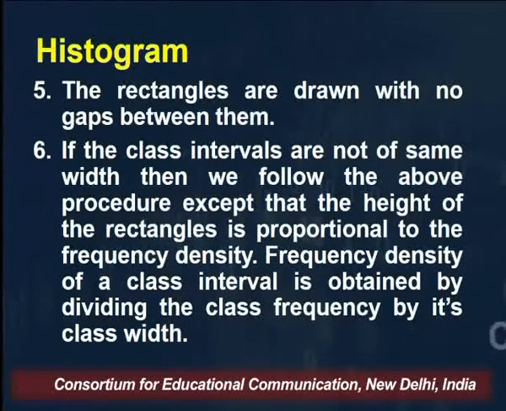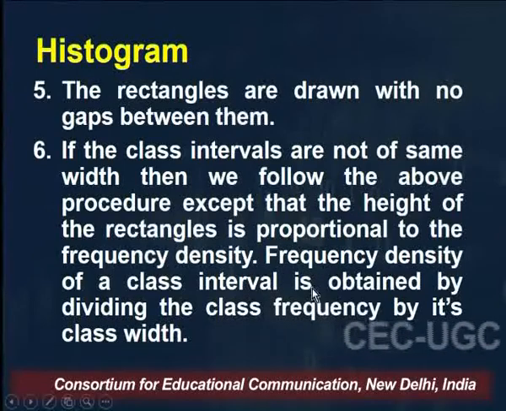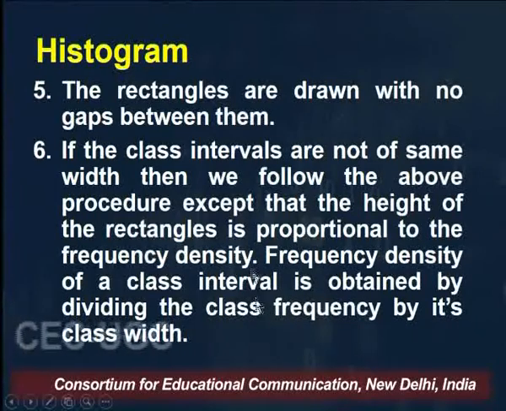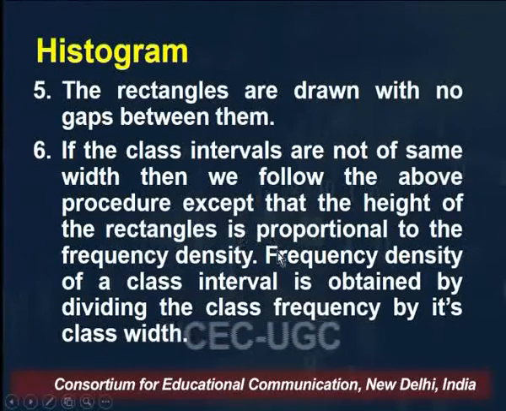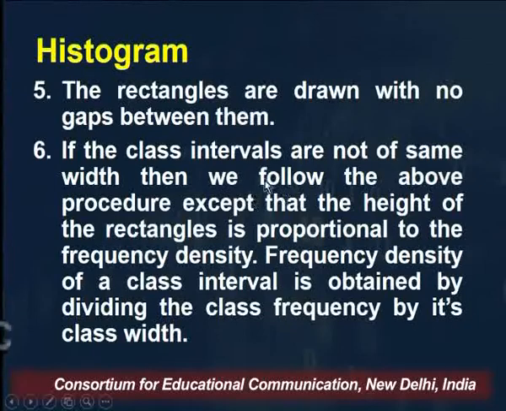What happens when the class intervals are not of the same width? Then we follow the entire above procedure, except that we will now plot the height of the rectangles proportional to frequency density, where the frequency density of a class interval is obtained by dividing the class frequency by its class width. So all the class intervals are not going to be of the same width. For a particular class interval, we will look at the class frequency of that interval and divide it by the width of that class interval.